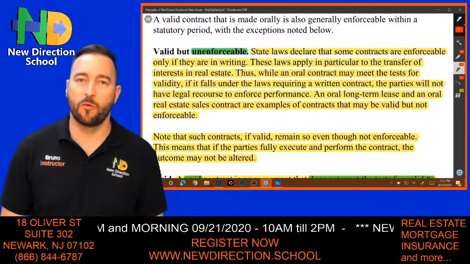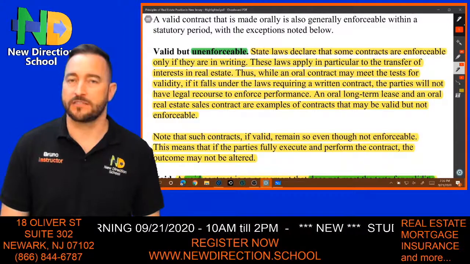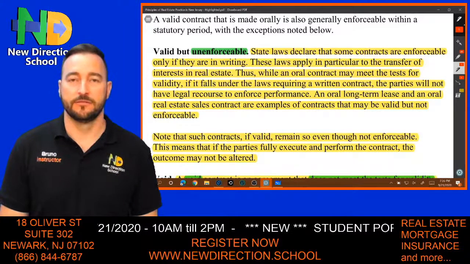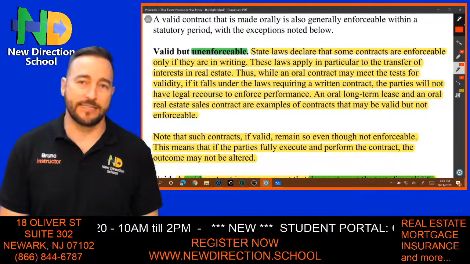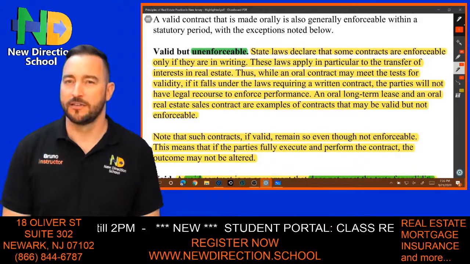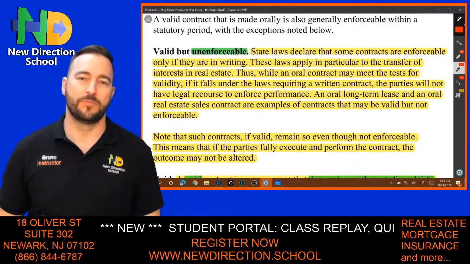Can we have a 1-year lease and not be in writing? The answer is yes. Depending on state law, not a problem. Is it valid? Yeah. Is it enforceable? Might not be. Because how are we going to prove the terms of that contract? You guys understand what I'm trying to say? So valid, but maybe not enforceable.